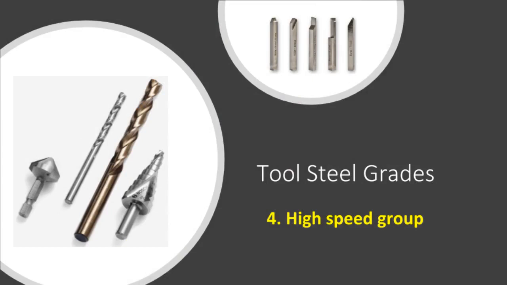D-type and M-type tool steels are used for cutting tools when strength and hardness must be retained at high temperatures. High-speed steel, HSS or HS, is a subset of tool steels.